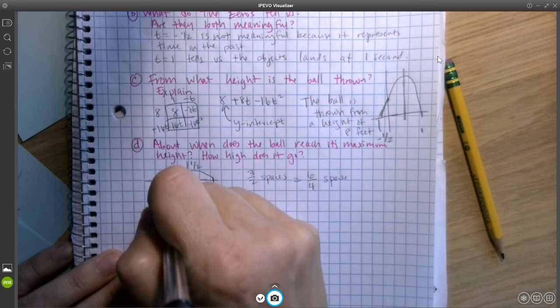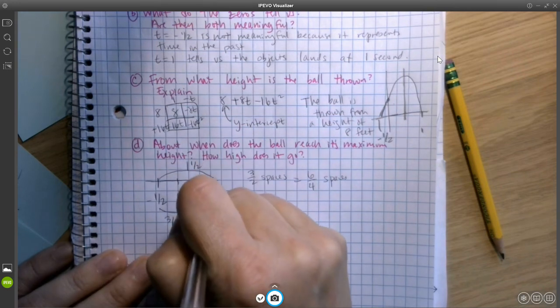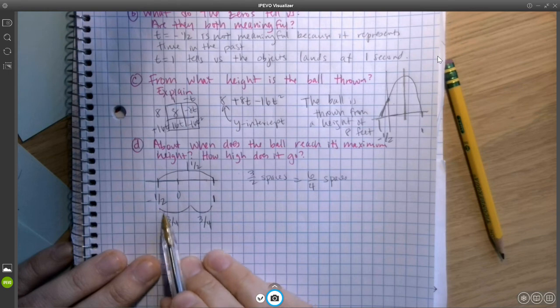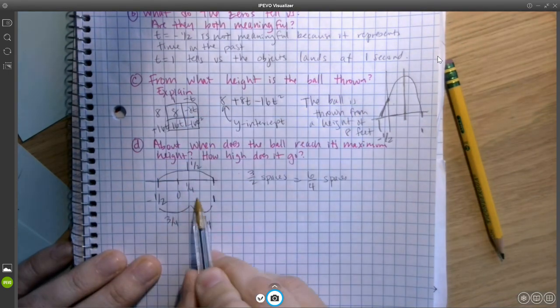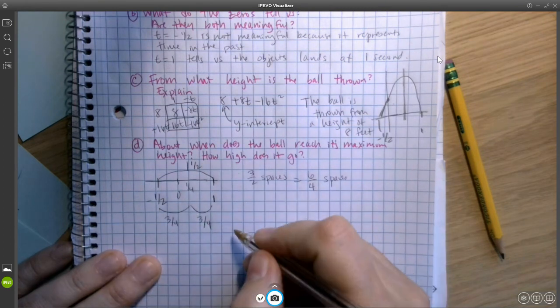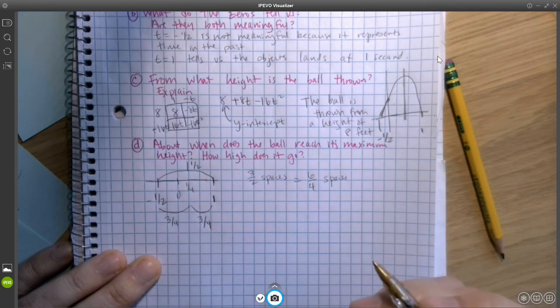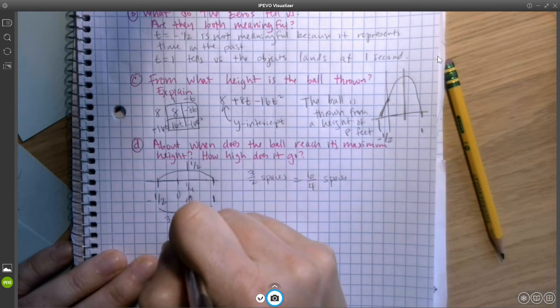So then halfway would be 3/4 and 3/4, which makes sense because 3/4 and 3/4 is 1.5. If I start at negative a half and go up 3/4, I'm going to be at 1/4. And if from 1/4 I go 3/4, I'll be at 1. So the ball reaches its maximum height at 1/4 of a second. This is where the vertex is going to be.